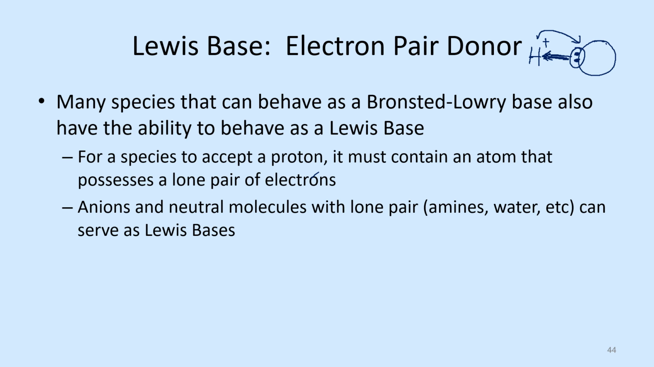For a species to accept a proton, it has to have an atom with an unshared electron pair. Oftentimes it's an O or an N or one of the halogens, phosphorus, things like that. These can all be good Lewis bases because they have electron pairs that they can donate or share. Amines tend to have nitrogen. Water, of course, has oxygen. So a lot of these things can serve as Lewis bases.